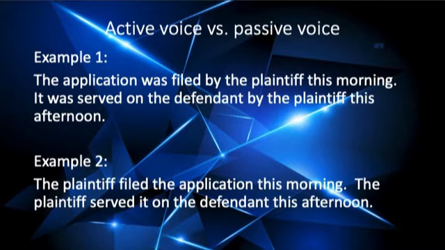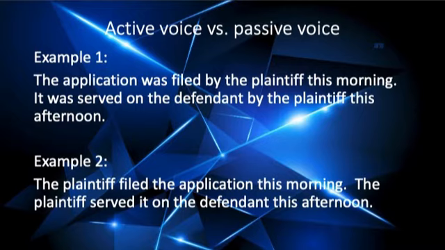So the first example on the slide is an example of a sentence expressed in the passive voice. Here we have filed, which is the verb. The plaintiff is the subject because the plaintiff is the person filing the application, and the application is the object. That's the thing that's being filed. Here, the application comes first in the sentence, which means that the object appears first, then we have the verb, and then we have the subject. So that is expressed in the passive voice.